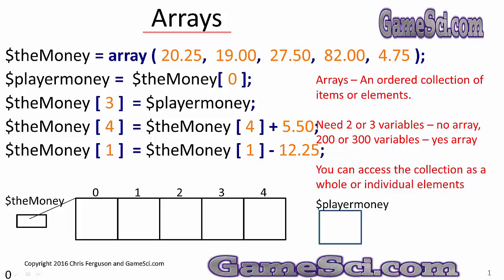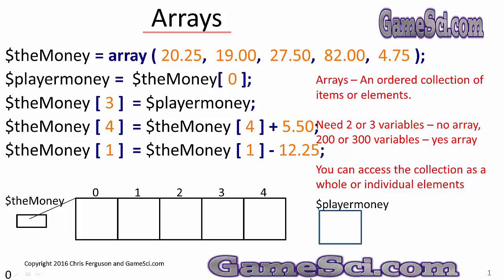When you need 2 or 3 variables, no array is needed. But what if you need 200 or 300 variables? Yes, you need an array for 200 or 300 variables. I often think of arrays as declaring mass quantities of variables. When I need lots and lots of variables, I use an array.